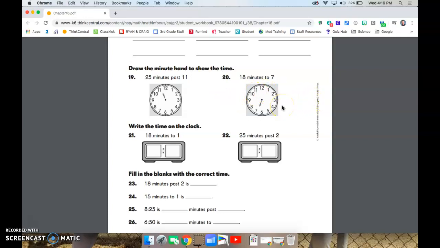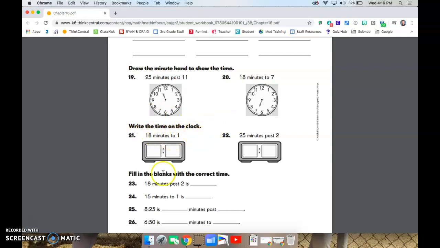Okay, let's look over here. 18 minutes to 7. So it's almost 7 o'clock, so we count 18 minutes back. 5, 10, 15, 16, 17, 18. This one right at the top of the arrow right there, okay? That is 18 minutes to 7. So I'm going to draw that. You can't see it, but it's right there. 18 minutes to 7.